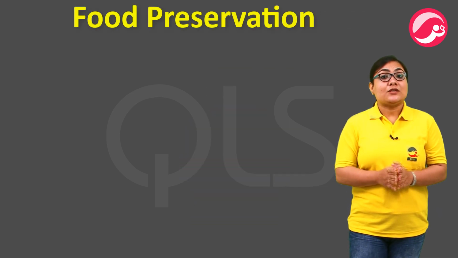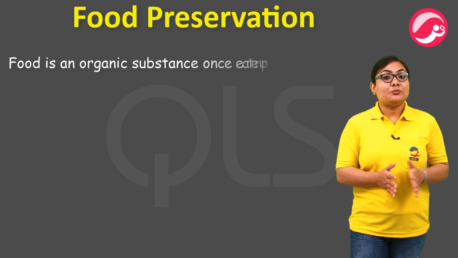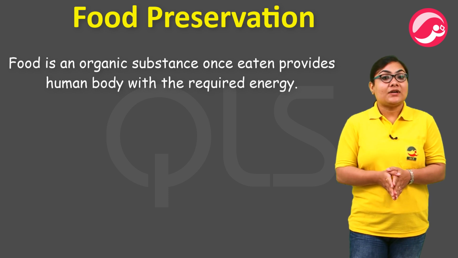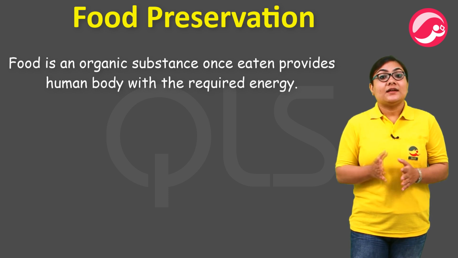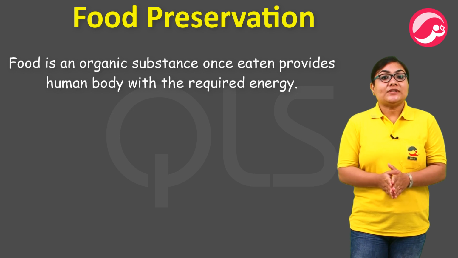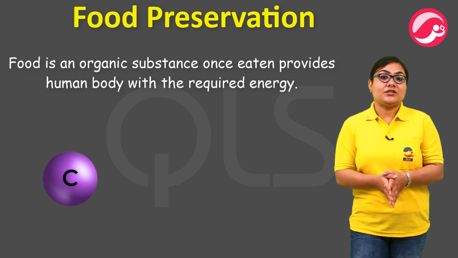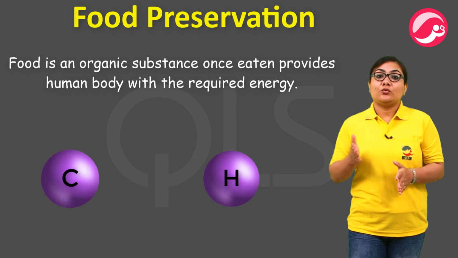Now food is an organic substance, which once eaten provides the human body with the required energy. हम खाना क्यों खाते हैं? With the main purpose that it gives us energy. Food is mostly organic, in that it contains carbon and hydrogen molecules and degenerates over time.